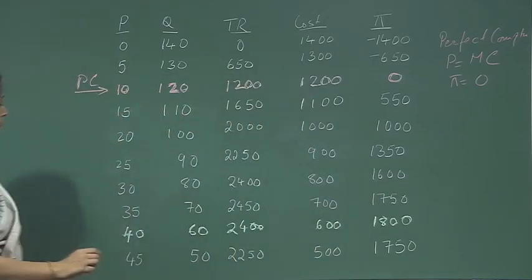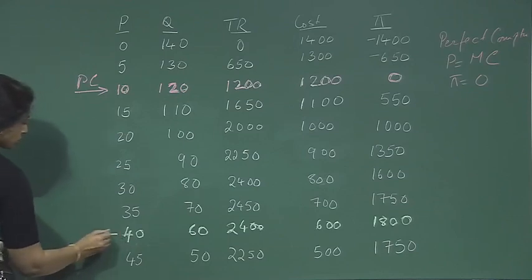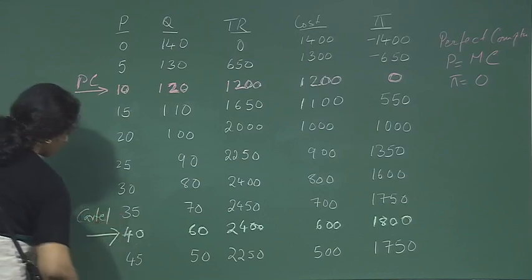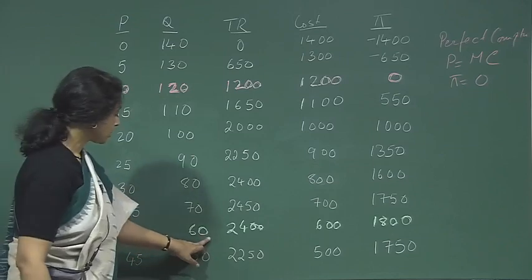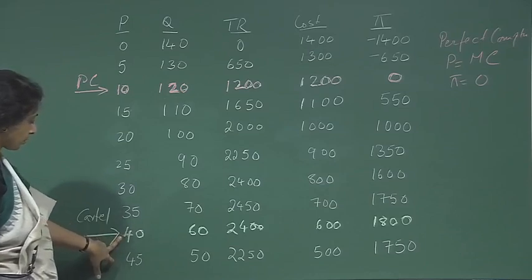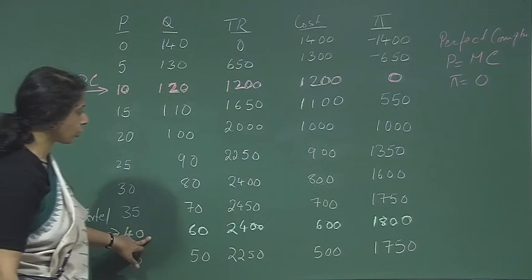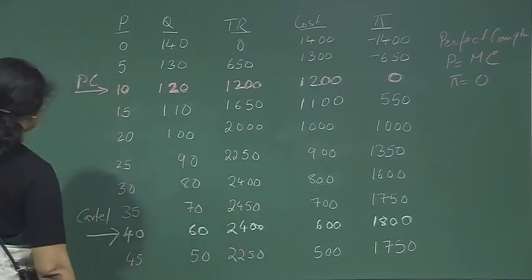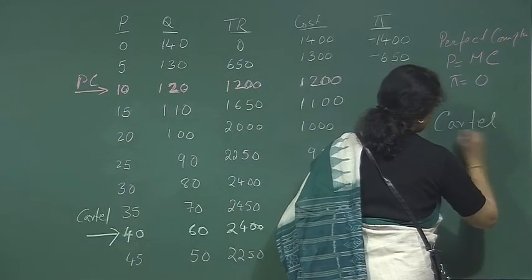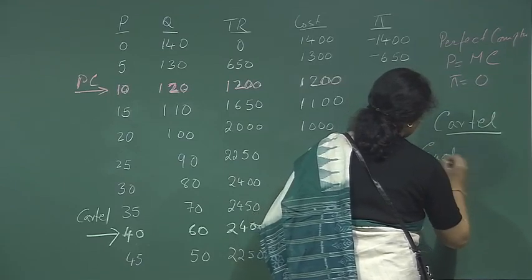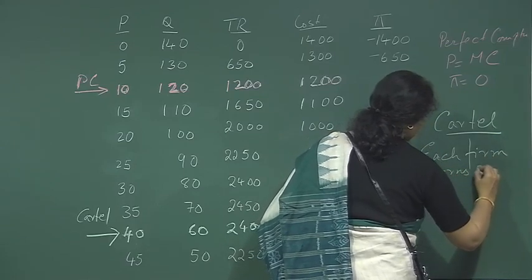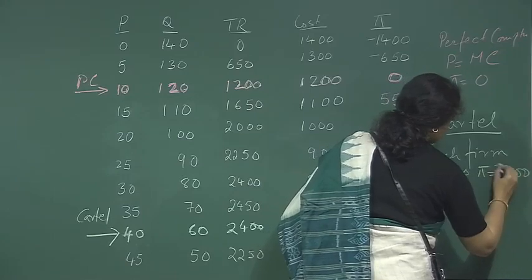Now, since there are two firms in this market, they are going to split this amongst themselves. So this is the cartel situation. This is what they are going to do. Each of the firms is going to produce 30 units of output, and they are going to charge a price of 40 rupees, and accordingly, in case of cartel, each firm earns a profit equal to 900 rupees.